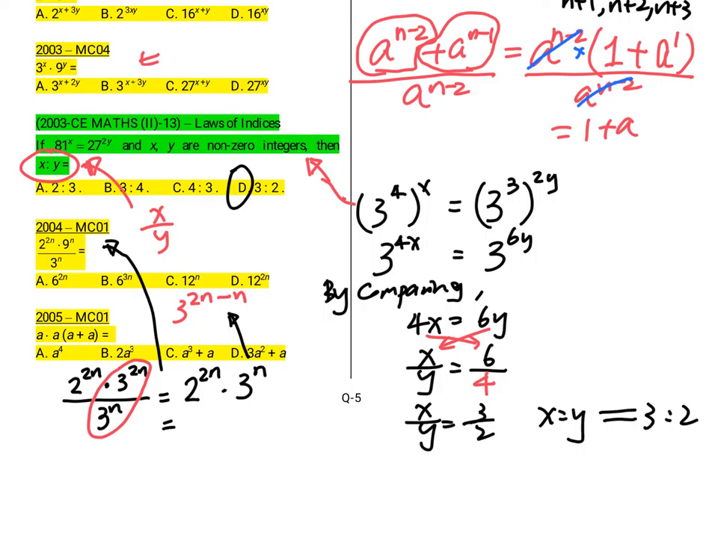Here it would be two square. Two square would be equal to four.